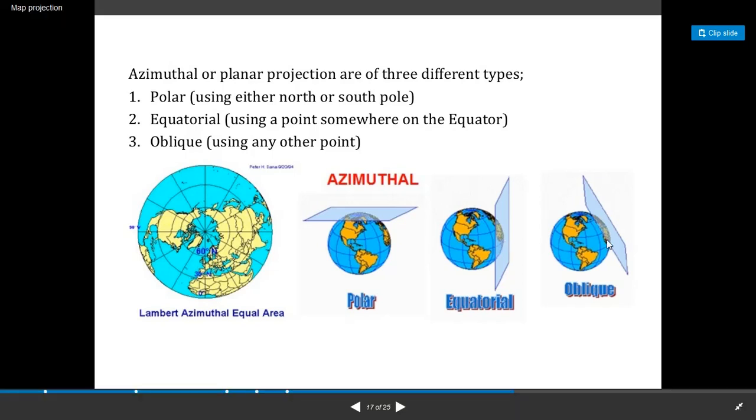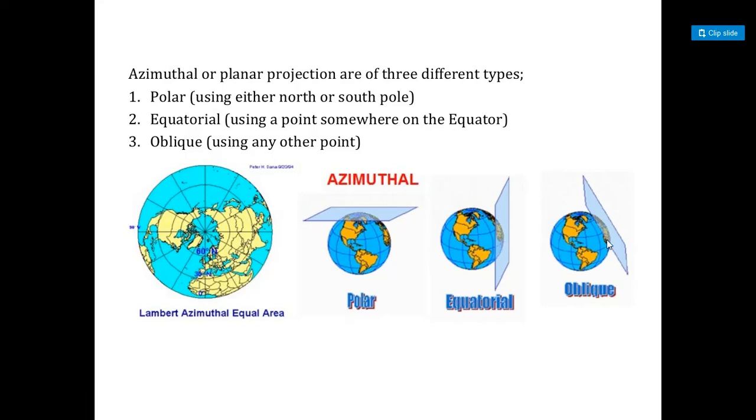Third one, if you see, this is oblique. It is also tangent, at some angle, diagonally. The plane of the paper is touched diagonally. That is called oblique planar projection. These are all three types of planar projections. So: planar projection, cylindrical projection, conical projection. These are very important for this concept. This is the main concept of map projection.